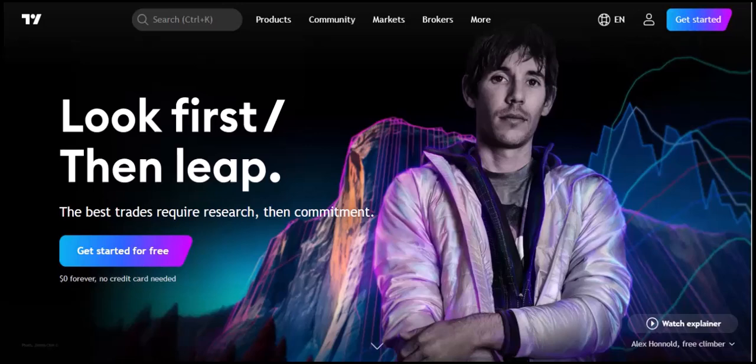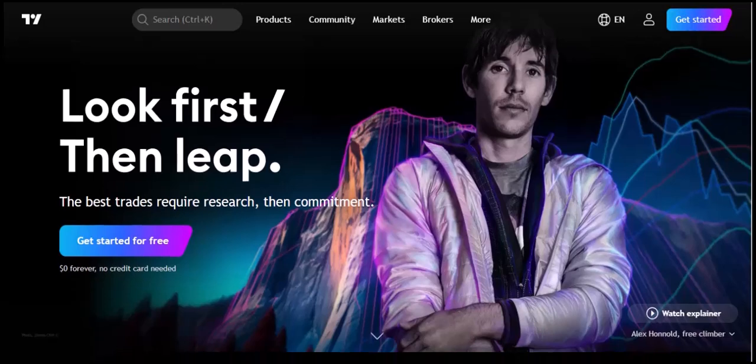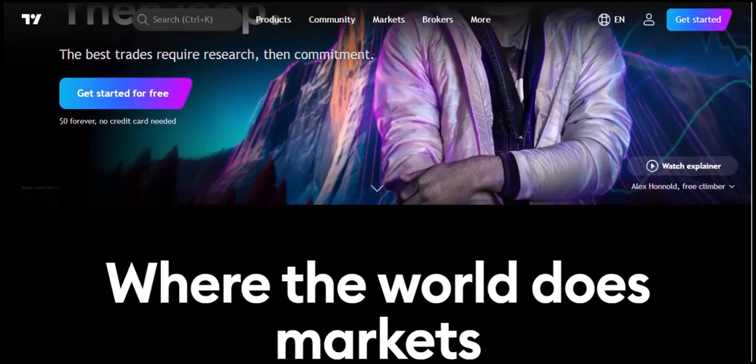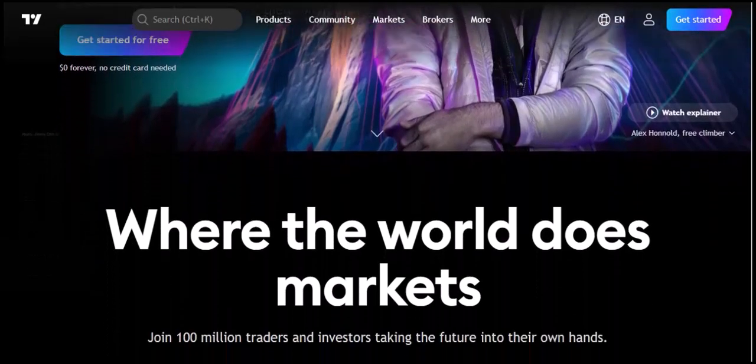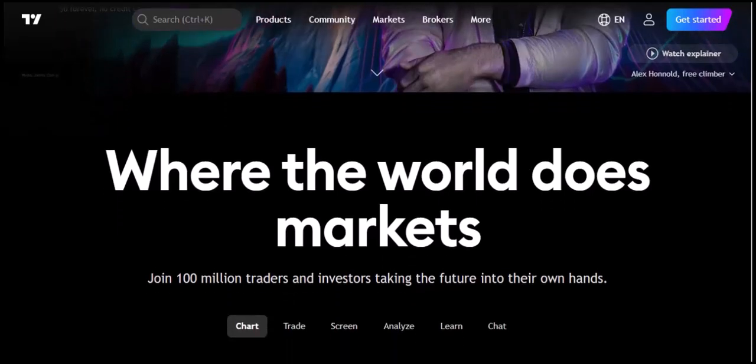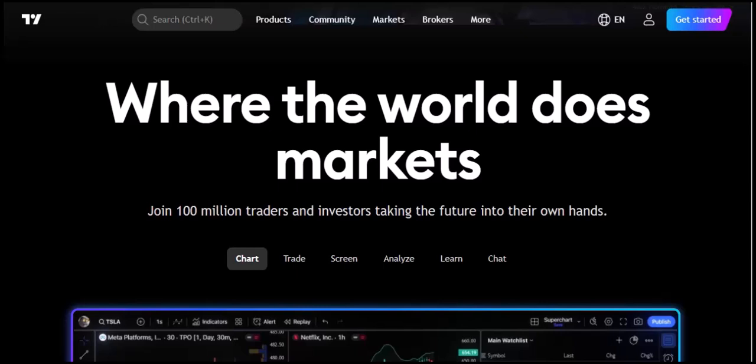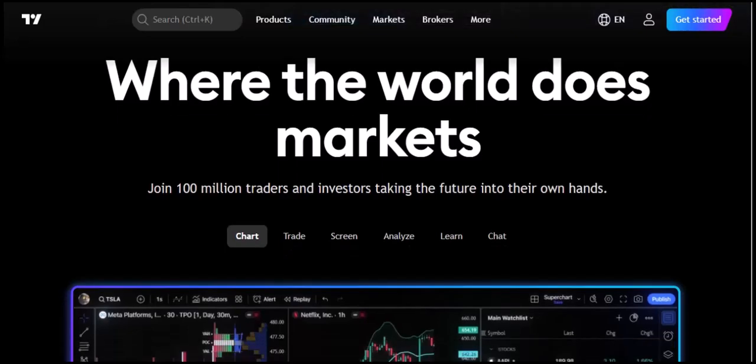First, let's get one thing clear: TradingView is not a broker. You don't trade with TradingView. Instead, you trade through TradingView by connecting your brokerage account. This is the key distinction. TradingView provides the tools, the charts, and the data. Your broker handles the actual buy and sell orders. So, your costs are divided into two main categories: your TradingView subscription and your brokerage fees.